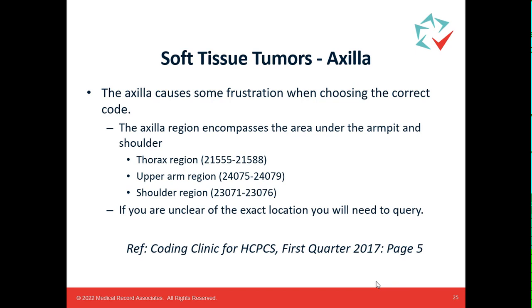If your provider documents axilla as the area of excision, look in the body of your procedure note. Is he talking about the thorax region? Is he in the upper arm? Maybe he's in the shoulder area. As you can see, we have quite a few codes available depending on where your provider actually is. So if your provider isn't very clear or you can't really tell, you may need to query. But again, just a word of caution with the excision of these axilla tumors. There is a Coding Clinic for HCPCS, first quarter 2017, page 5, that talks about this situation that could help you if you get stuck. So just something to be aware of.